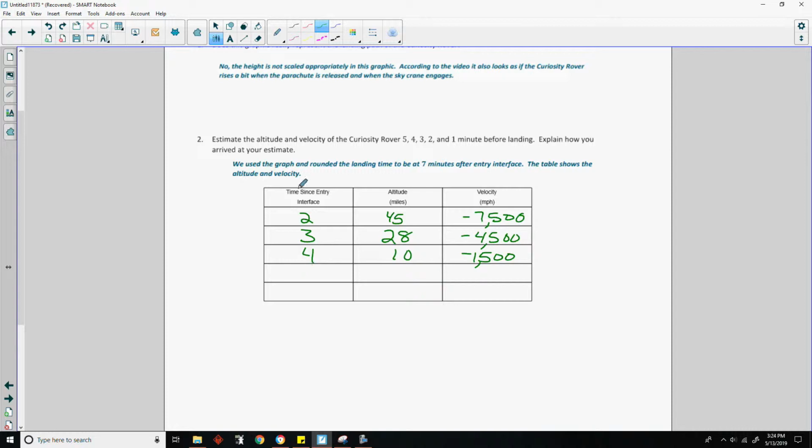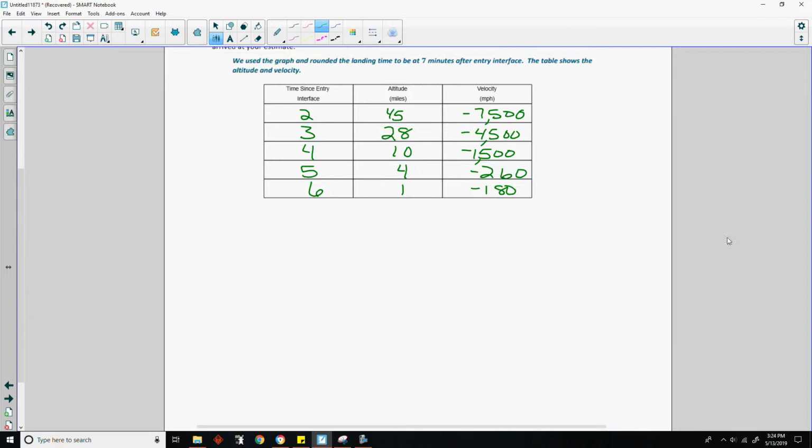Okay, so time since entry interface 5 minutes. So 5 minutes after it entered, the altitude was 4 miles, and the velocity was negative 260. And then finally 6 would be 1 mile altitude and negative 180 miles per hour velocity. Okay, so there's our table for that information.